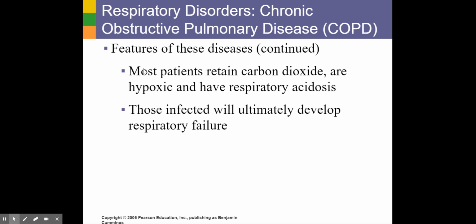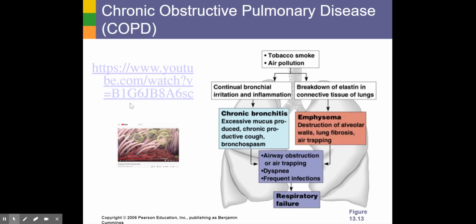Other features that we see, most of the patients have high amounts of carbon dioxide, which leads them to be hypoxic. And then they have respiratory acidosis, so they have a low pH level because of the increased CO2. Those infections ultimately lead to respiratory failure because parts of the lungs start to die off and become scarred, and then they have really big issues. Usually people with COPD are going to end up with some sort of a lung transplant at some point in their life.